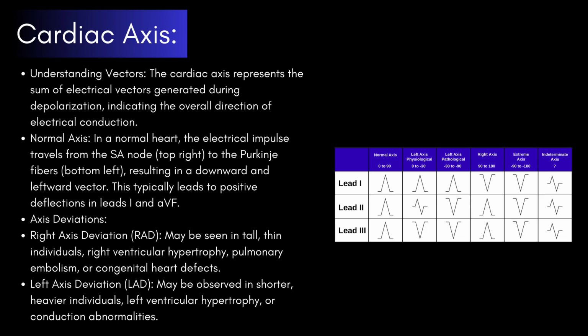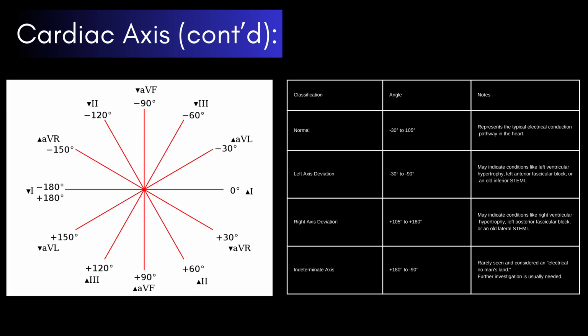Axis deviations. Right axis deviation, RAD, may be seen in tall, thin individuals, right ventricular hypertrophy, pulmonary embolism, or congenital heart defects. Left axis deviation, LAD, may be observed in shorter, heavier individuals, left ventricular hypertrophy, or conduction abnormalities. Moving on. Here's a nice visual aid to illustrate the cardiac axis and a summary table of each deviation classification. Be sure to add these to your notes for a better understanding of these concepts if necessary. All right, moving on.